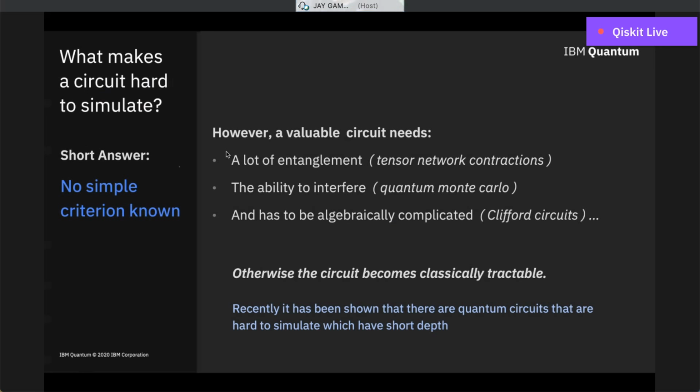What we've discovered through various research is that a lot of entanglement is needed. Otherwise, you can come up with tensor network contraction methods that can simulate these circuits efficiently. You need the ability to interfere, to make these complex numbers and negative signs I talked about at the start. And it also needs to have some complicated algebra behind it. If it doesn't have all three and has just one of them, then it turns out it's easy to run these circuits.